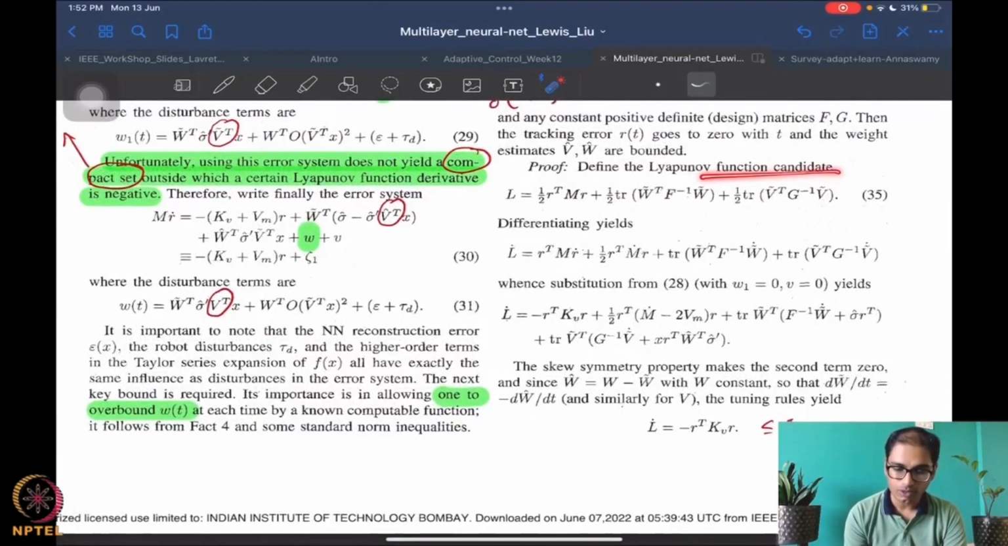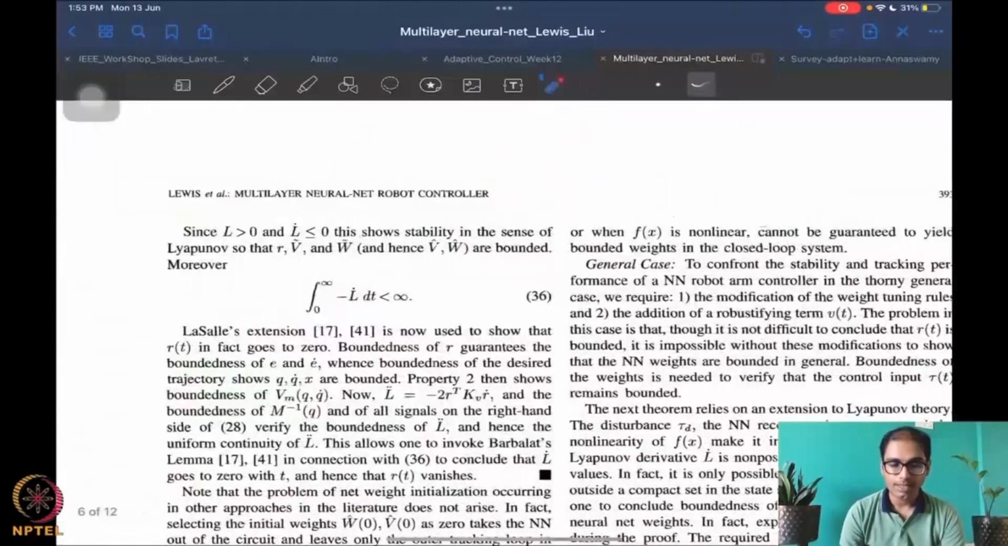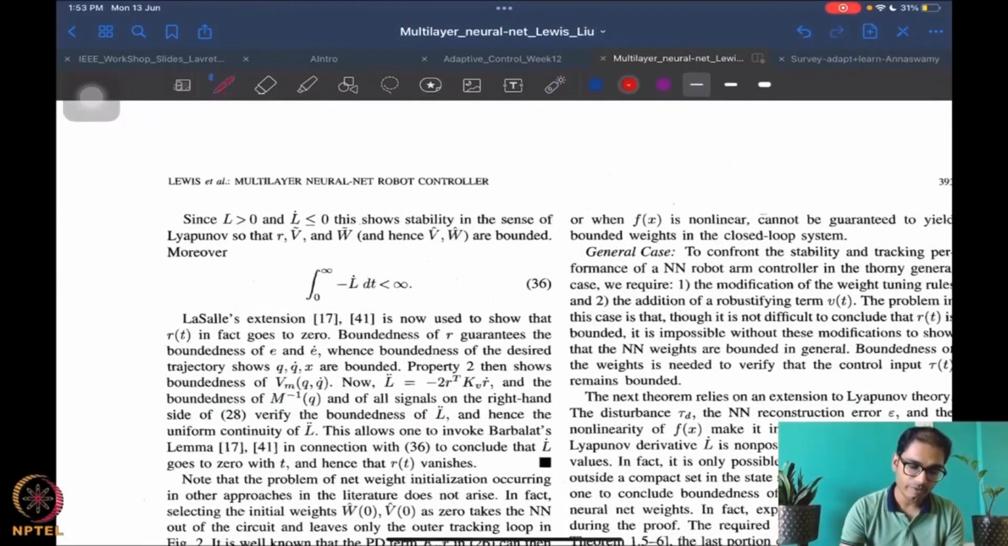And then you have, of course, this Lyapunov candidate function L. Its derivative is negative semi-definite, and then you can use your LaSalle invariance or Barbalat's lemma signal chasing to prove R goes to zero. Right? Excellent. So this is sort of where we were.